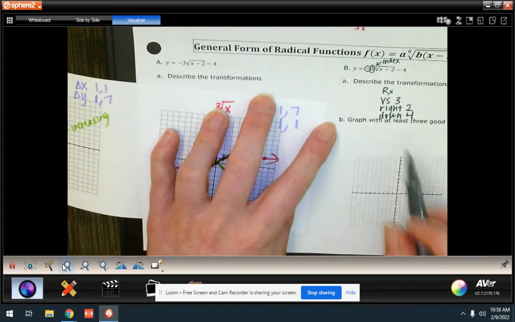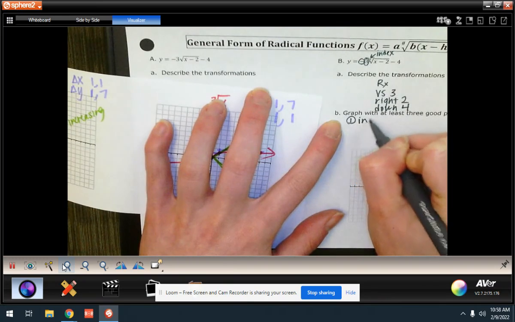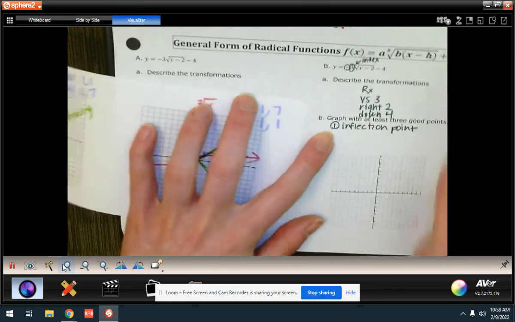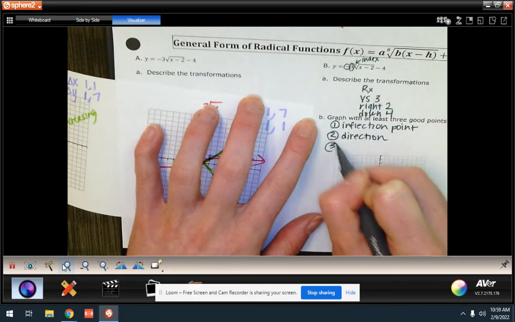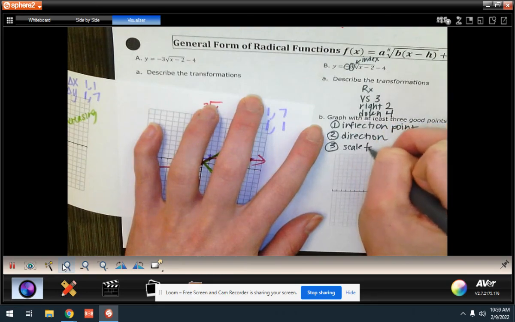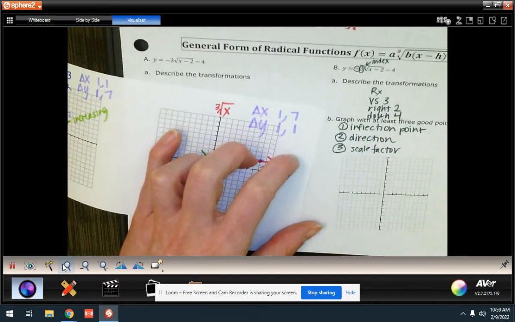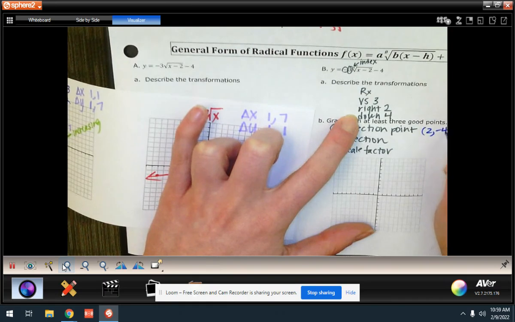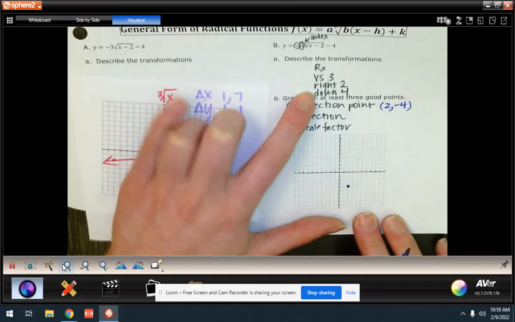When we're trying to graph this with 3 good points, remember we always start with the significant point. So start with the inflection point. Then we determine the direction. And lastly, we deal with stretches and compressions, our scale factors. Here, our inflection point has been moved right 2, down 4. So at least get your inflection point in the right place.